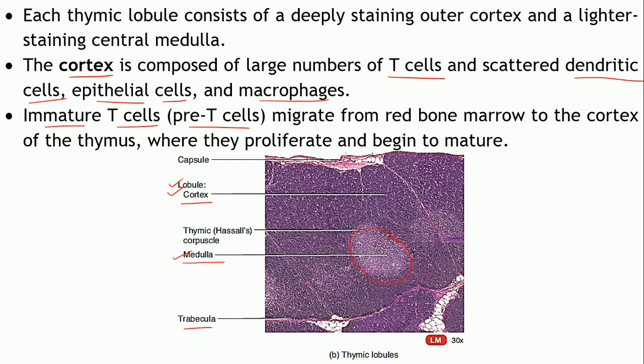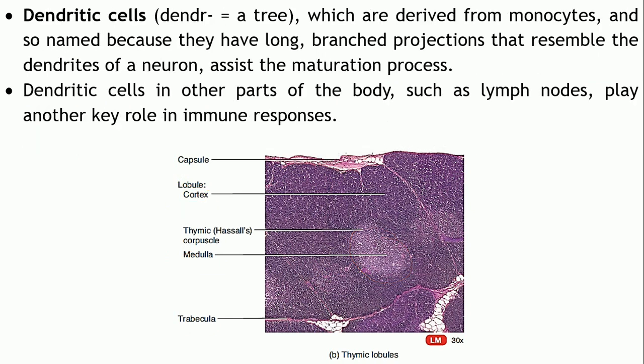Where do these T cells come from? The T cells are formed in the red bone marrow, as are your formed elements. From the red bone marrow they migrate to the cortex. They are still immature, not completely mature. So these immature T cells or pre-T cells enter the cortex of the thymus. It is in the cortex of the thymus that the proliferation and maturation of the T cells take place.